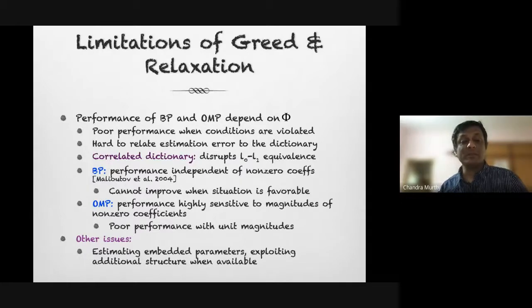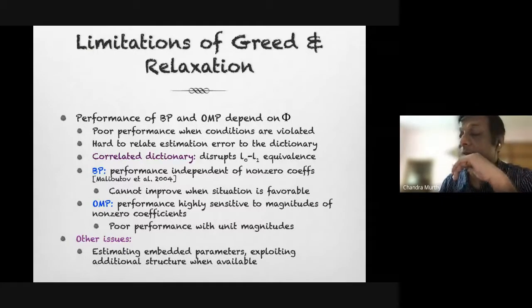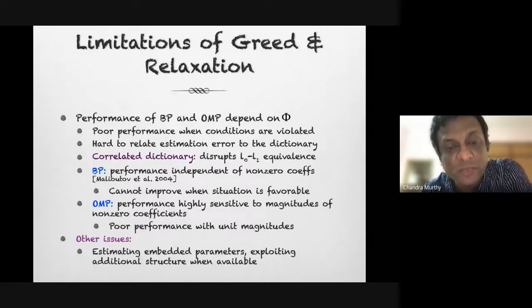However, orthogonal matching pursuit, on the other hand, the performance is highly sensitive to the magnitudes of the non-zero coefficients, and you can end up with poor performance if you have unit magnitude coefficients. Other issues are, for example, embedding: if you have a measurement matrix which has some embedded parameters that are unknown to you, how do you do joint estimation of those embedded parameters and the sparse vector? And also exploiting structure when it is available. So all these can lead to important performance improvements of these sparse signal recovery techniques.